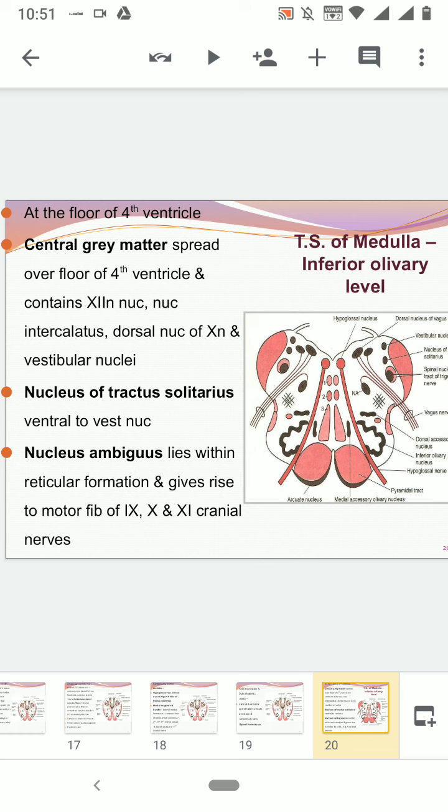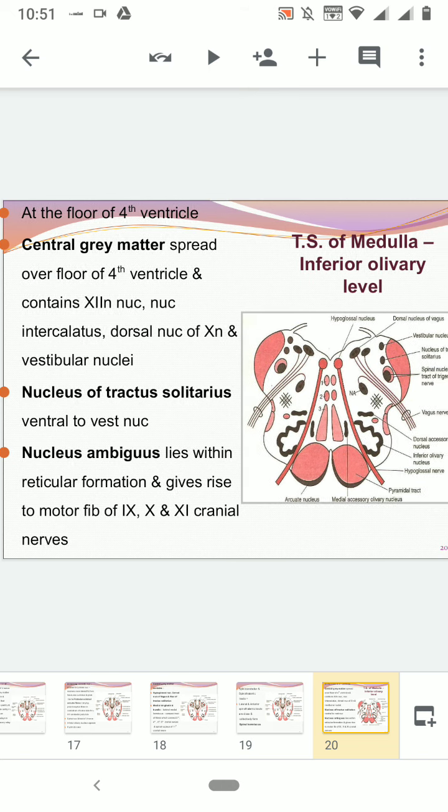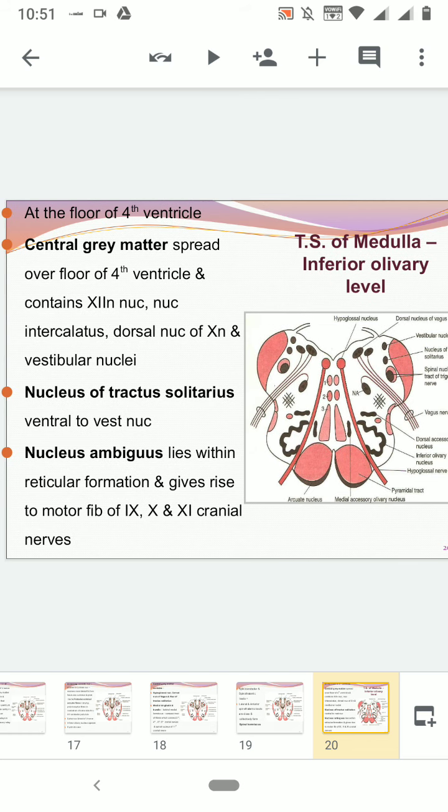This is giving rise to the motor fibers of not only the vagus nerve, it also gives motor fibers of the 9th, 10th and 11th cranial nerves. So the vagus is 10th, definitely it gives rise to the motor fibers of the vagus, but also to the glossopharyngeal and 11th cranial nerve. So that nucleus is common and it is called the nucleus ambiguus. As we go more laterally, we have the dorsal nucleus of the vagus. More laterally we go, we have the nucleus of tractus solitarius. So these are some of the nuclei on the lateral aspect.